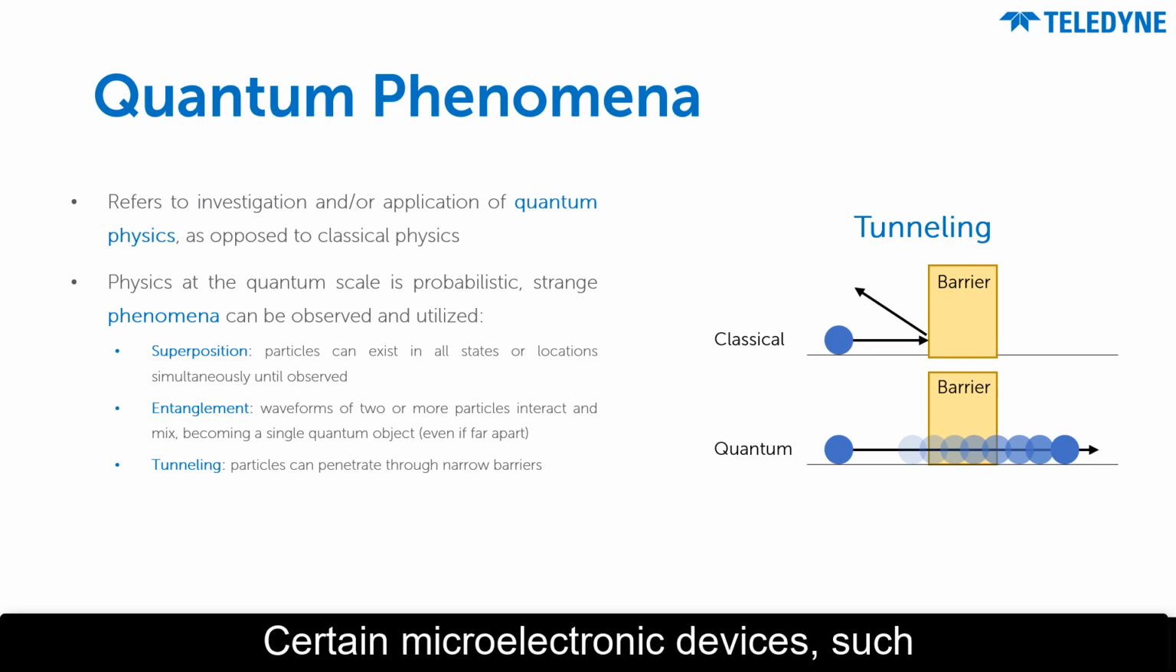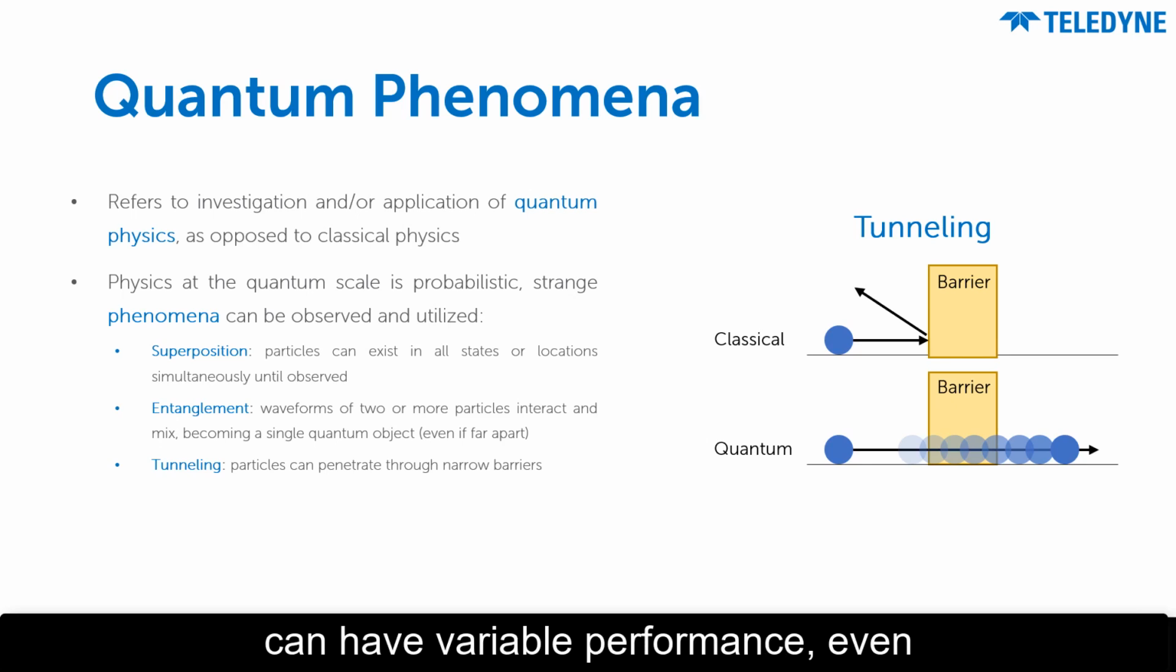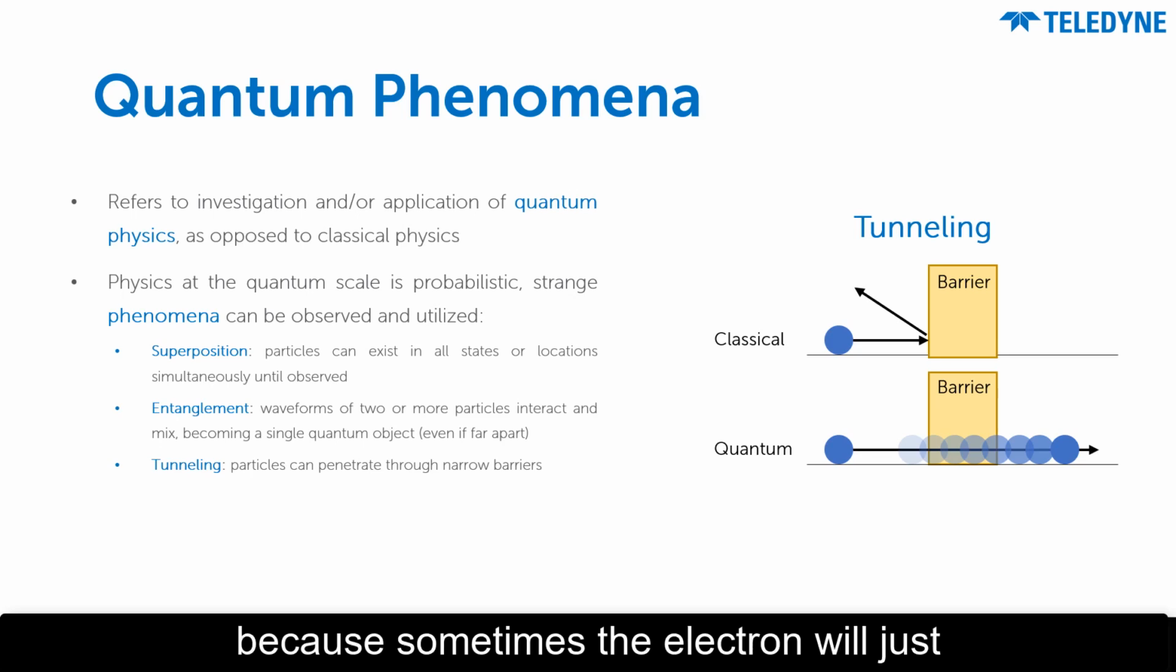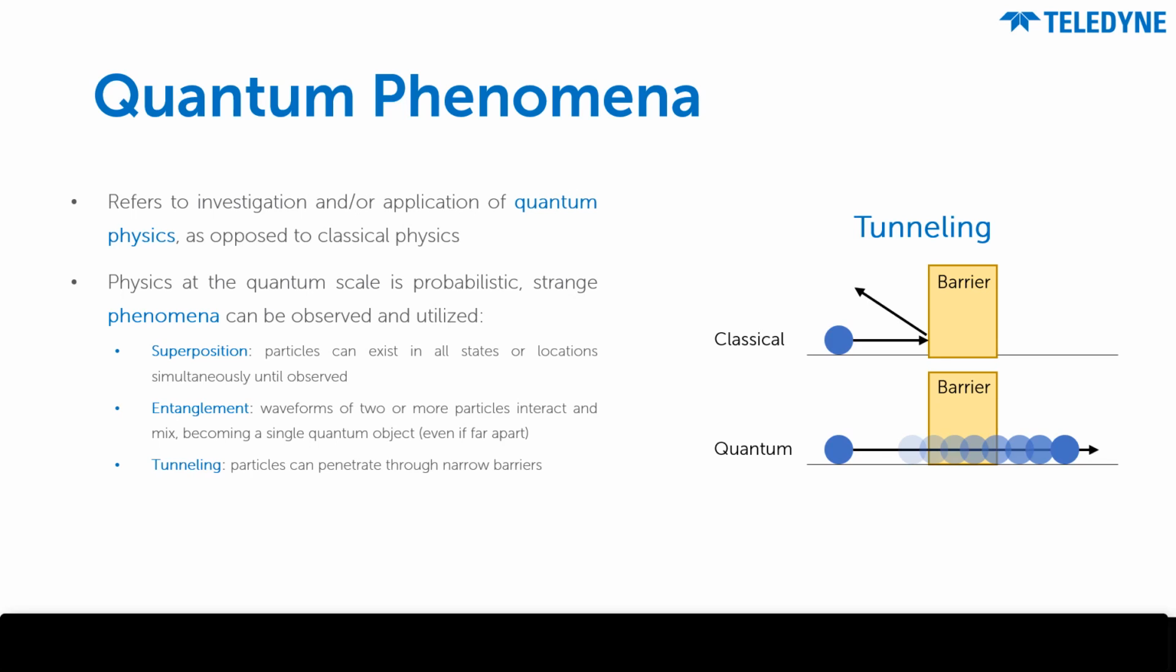Certain microelectronic devices such as PCB boards and CPUs, GPUs and more can have variable performance even if having the same specifications. And it even affects scientific cameras, which is why each of our cameras comes with its own certificate of performance. Things like quantum tunneling can now affect electronics and vary performance from individual camera to camera, because sometimes the electron will just go straight through something that's supposed to block it, for example. Things like wires wouldn't be very useful if the electrons would just spill out the sides all the time. But that's quantum tunneling.